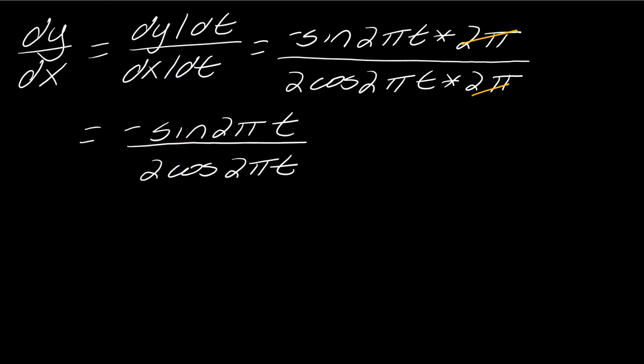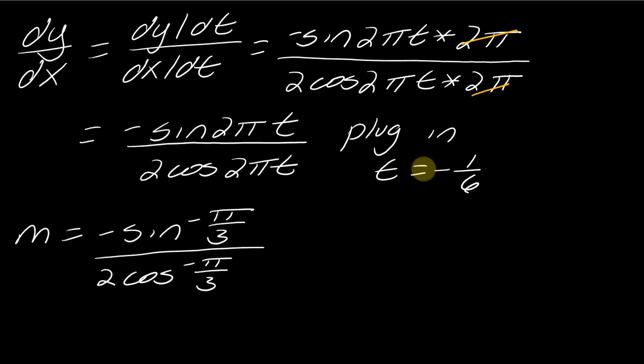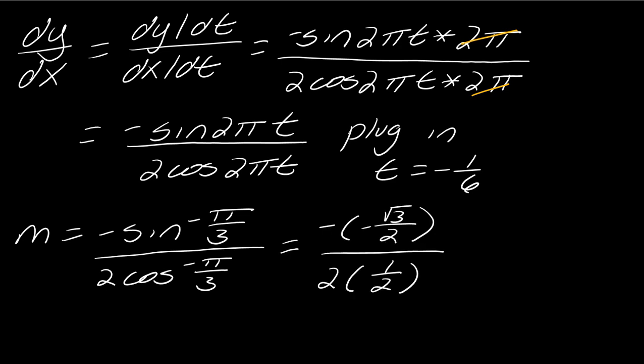So if I want to find now the slope at the point, I'm going to plug in t equals negative 1 over 6. I'm trying to get to a tangent line, so first I have to figure out what the slope is. To figure out that slope, I plug t equals negative 1 over 6 into my derivative. That's going to give me negative sine of negative pi over 3, over 2 cosine of negative pi over 3. If I just evaluate all of that, that's going to give me negative square root of 3 over 2 times the square root of 1/2.